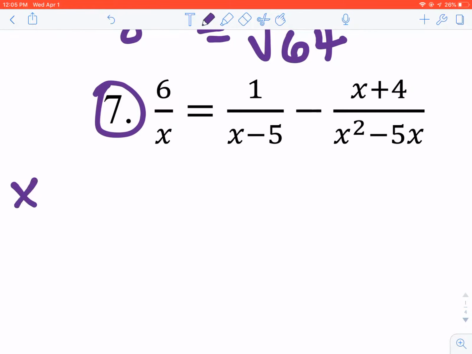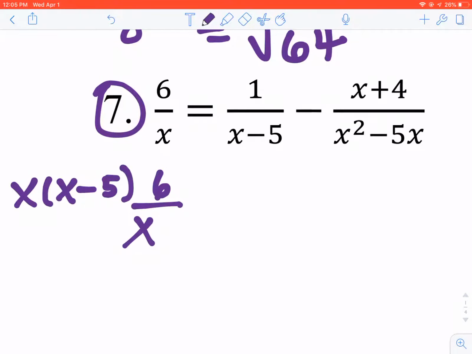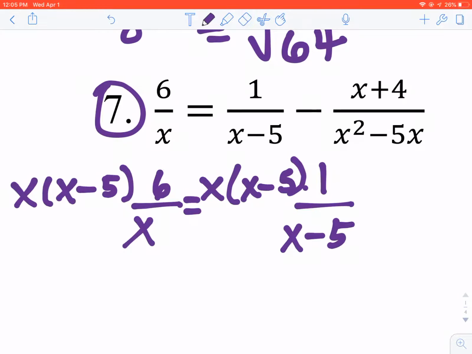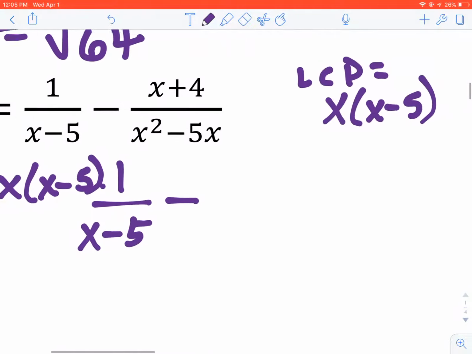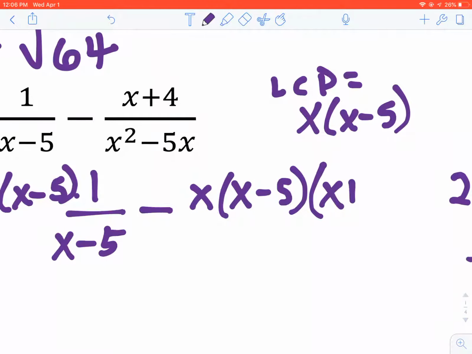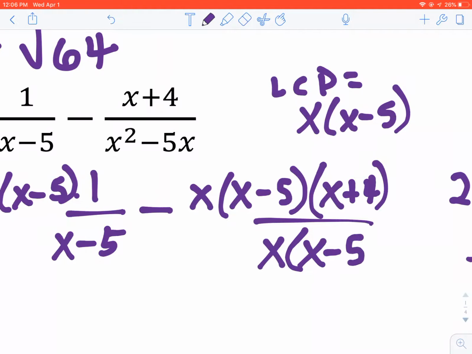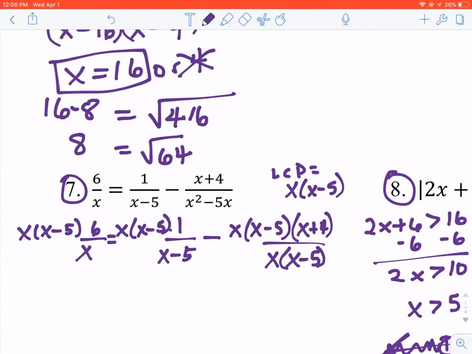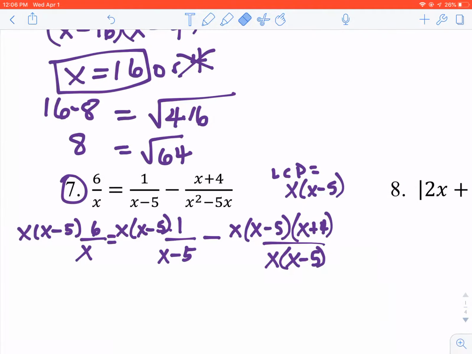So x minus 5 times 6 over x equals x minus 5 times 1 over x minus 5 minus, be super careful with that, x minus 5 times x plus 4 all over x minus 5. Okay, so now let me just get rid of this because it's kind of in the way. That's from the last video.